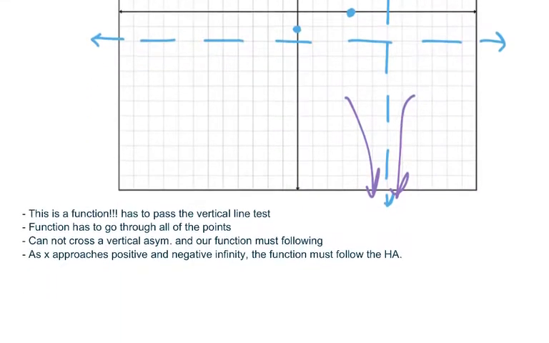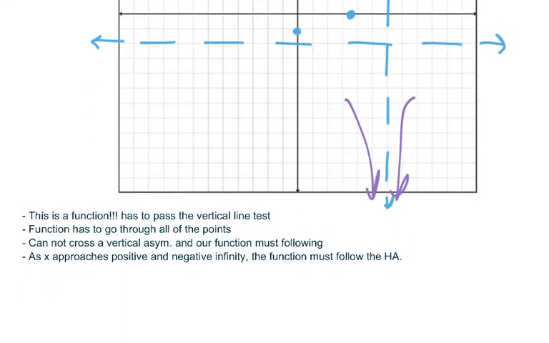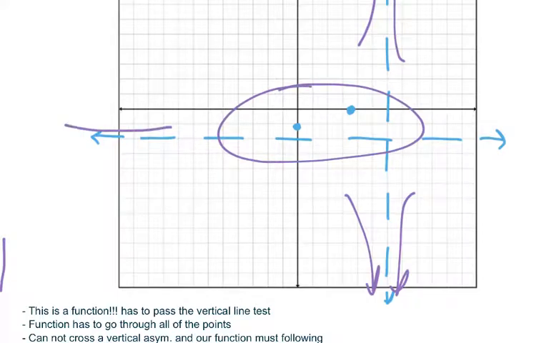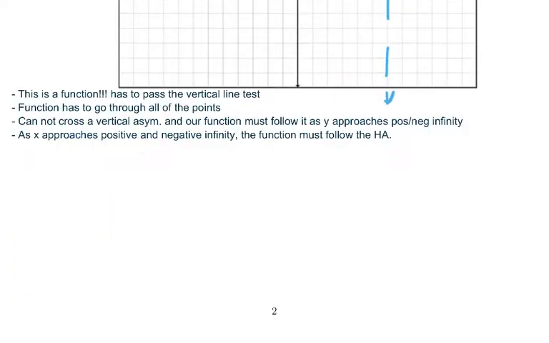Okay, and then last but not least, as x approaches positive and negative infinity, the function must follow the horizontal asymptote. So you actually can legally cross a horizontal asymptote, but only in the middle. As it goes towards negative and positive infinity, our function has to follow the asymptote. So in addition to our sign chart, these four pieces of information will help us get a good look at this graph.